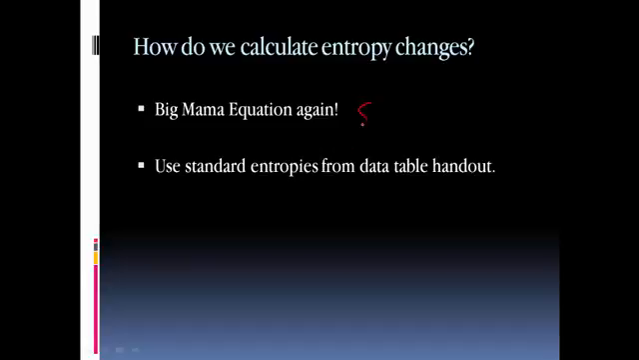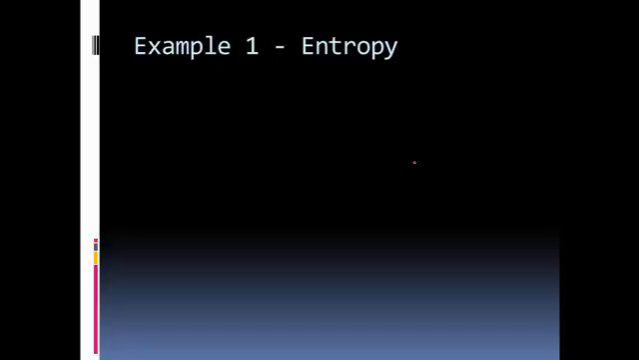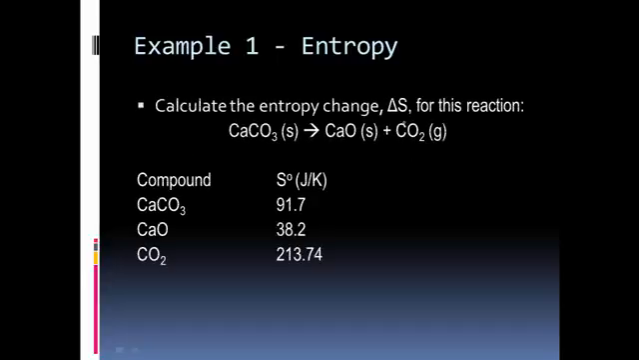It's sometimes called the summation equation. You're going to use standard entropies from a data table. If you're in Ms. Hammer's PreAP class, this is a data table that you have at the front of your packet. And our example problems are going to have the standard tables listed within the problem. So here's number 1, calculate the entropy change for this reaction.